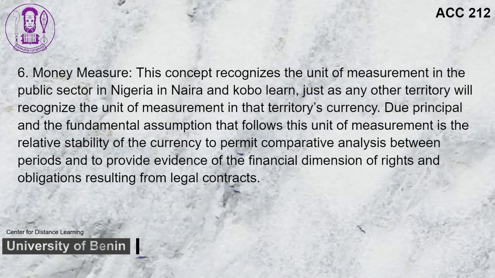6. Money measure. This concept recognizes the unit of measurement in the public sector in Nigeria in naira and kobo, just as any other territory will recognize the unit of measurement in that territory's currency. The principle and the fundamental assumption that follows this unit of measurement is the relative stability of the currency to permit comparative analysis between periods and to provide evidence of the financial dimension of rights and obligations resulting from legal contracts.